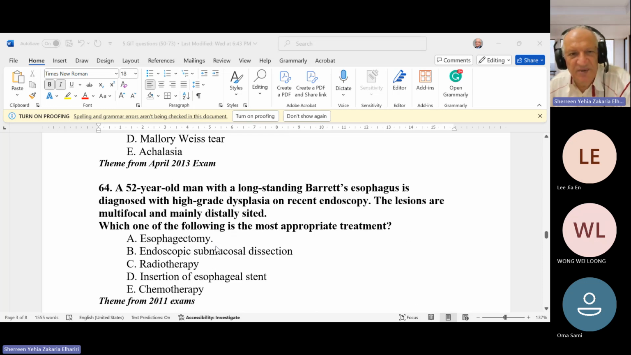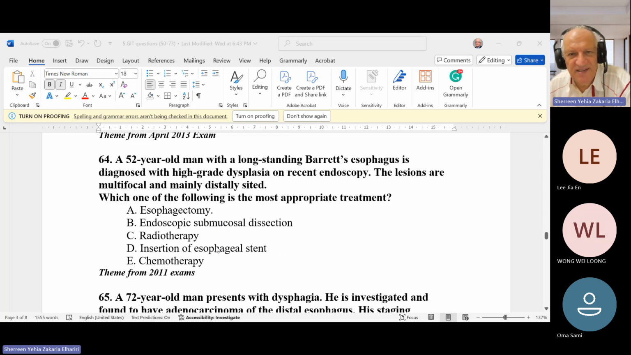Next question. A 52-year-old man with long-standing Barrett's esophagus is diagnosed with high-grade dysplasia on recent endoscopy. Barrett's esophagus has both dysplasia and metaplasia. Metaplasia is because the lining epithelium changes from stratified squamous to columnar epithelium with goblet cells, so we call it metaplasia. At the level of the cell, because the cell has a malignant picture, we call it dysplasia.